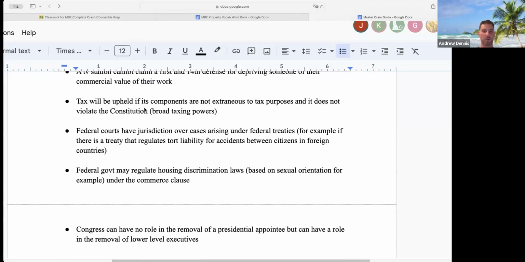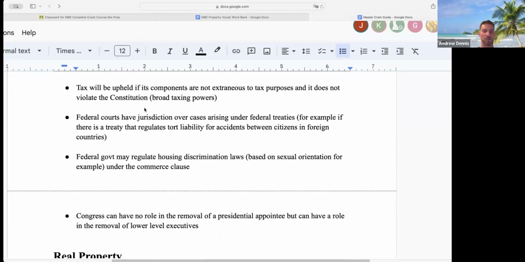All right. A tax will be upheld if its components are not extraneous to tax purposes and it does not violate the Constitution. Broad taxing powers. Federal courts have jurisdiction over cases arising under federal treaties. For example, if there's a treaty that regulates tort liability for accidents between citizens in foreign countries. That's a tough question, but it's not going to be a federal question. There is going to be federal court jurisdiction over cases arising under federal treaties.